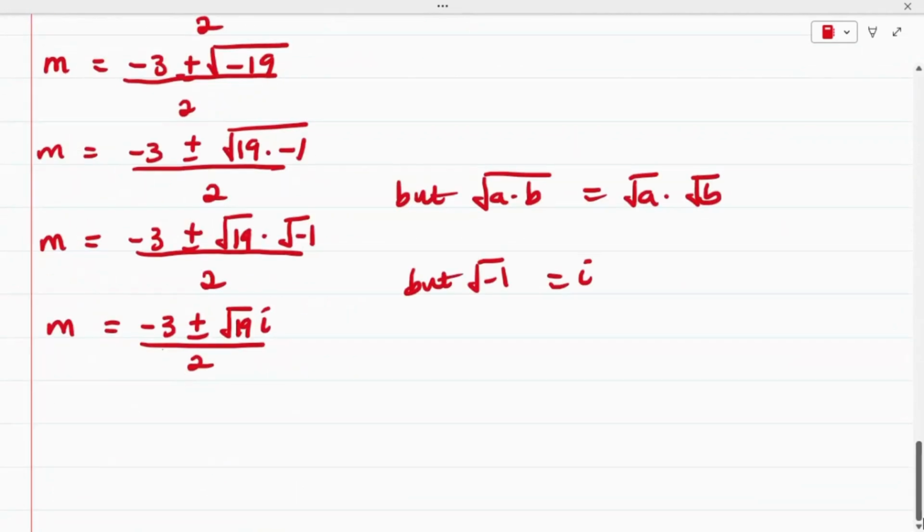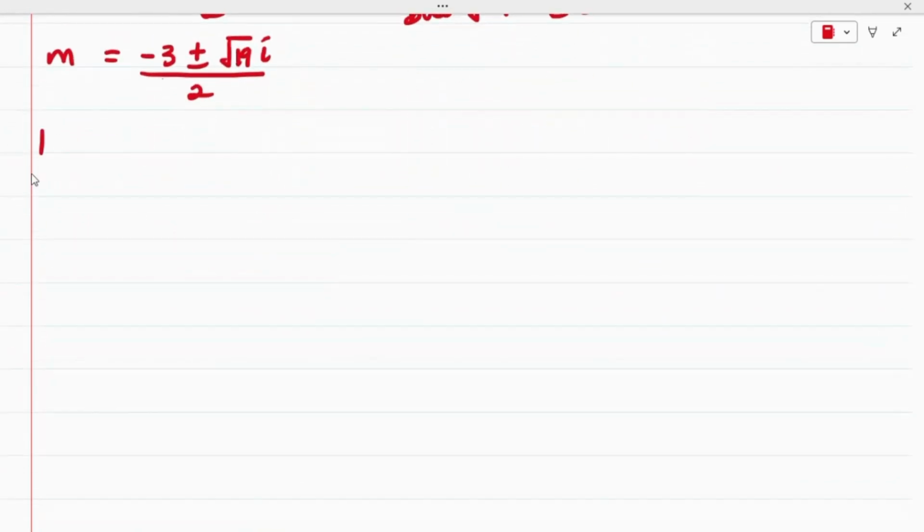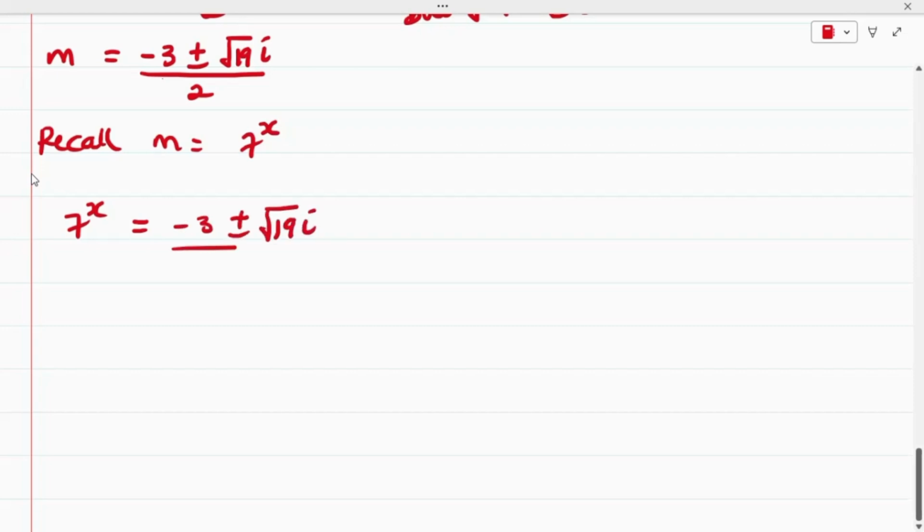Recall that m is equal to 7 raised to the power of x. So we have 7 raised to the power of x is equal to, now the value of m is (-3 ± √(19i))/2. At this point we want to take the log of both sides.